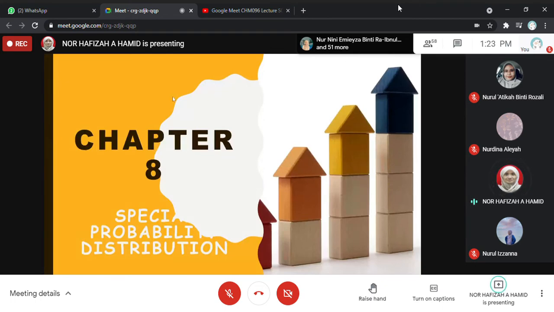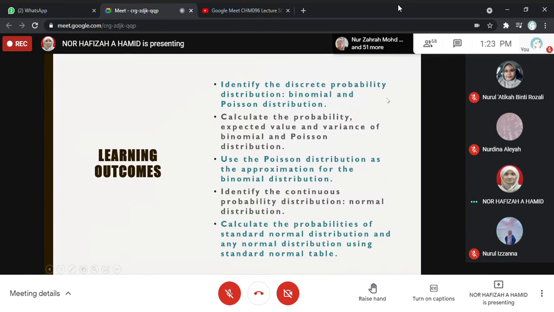Okay, so chapter 8, special probability distribution. Okay, so learning outcomes. First, you need to identify the discrete probability distribution. We have binomial and Poisson distribution. Number 2, calculate the probability, expected value and variance of binomial and Poisson distribution. And number 3, use the Poisson distribution as the approximation for the binomial distribution.